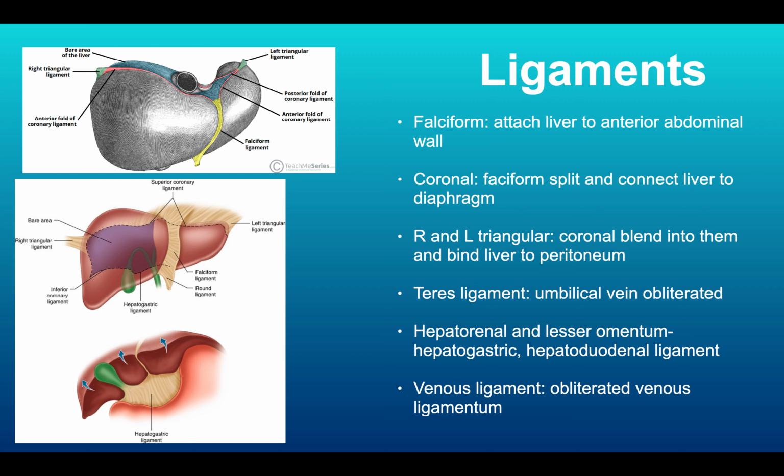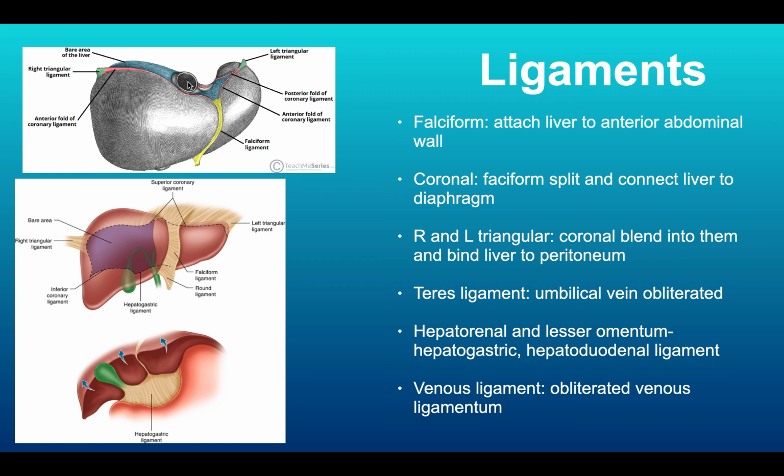Okay, so let's go through the ligaments some more. Falciform ligament right here. This is like you looking down, superiorly, onto the liver. So this is your inferior vena cava. Falciform will attach the liver to the anterior wall. The coronary will be the falciform when it splits, and that connects the liver to the diaphragm. And the right and left triangular bind the liver to the peritoneum.